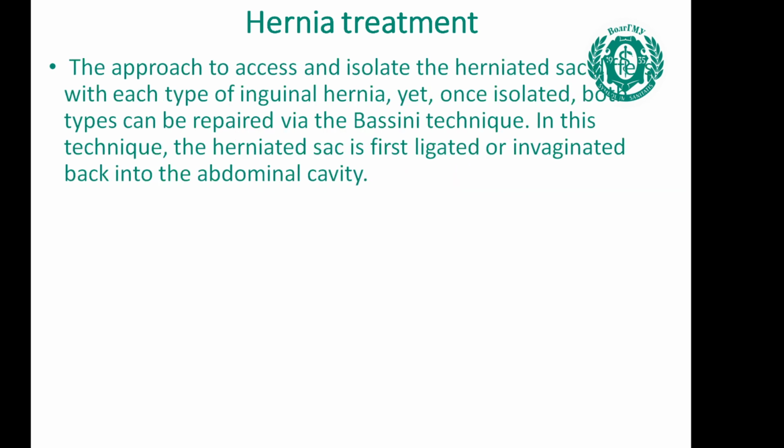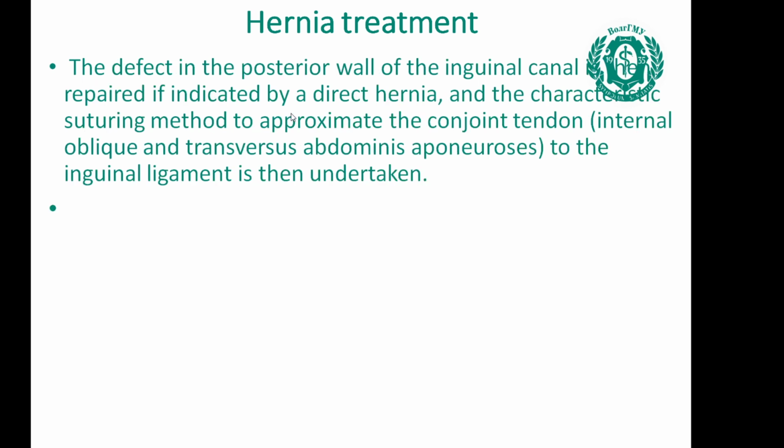The approach to access and isolate the herniated sac differs with each type of inguinal hernia, yet once isolated, both types can be repaired via the Bassini technique. In this technique, the herniated sac is first ligated or invaginated back into the abdominal cavity. Of course, this is the first stage, the surgical approach and the manipulation that allows removing the hernial sac, to ligate it or invaginate it.